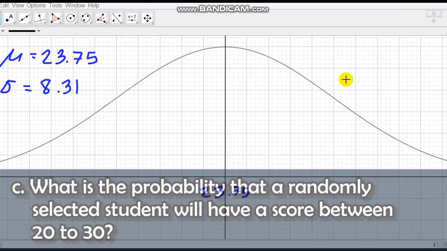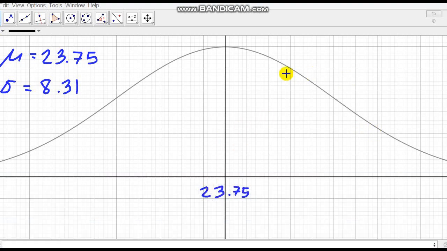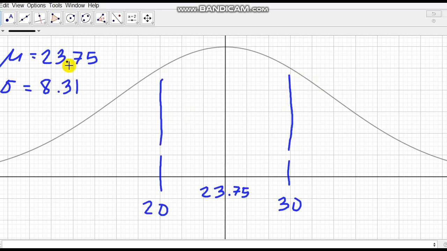Let's have the third one here. What is the probability that a randomly selected student will have a score between 20 to 30? So let's determine also the percentage so that we would know the probability. Since we're looking at the score between 20 to 30, let's label it here. This is 20 and this is 30. So we are going to obtain two different areas. This one area here, let's have the red one here. This area, the red one, and the orange one.